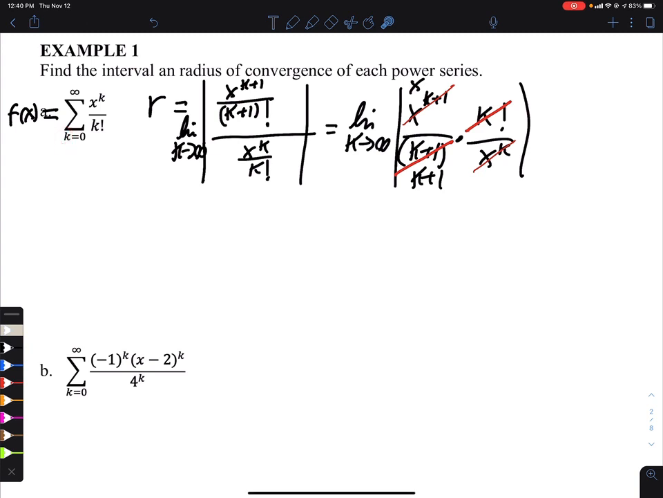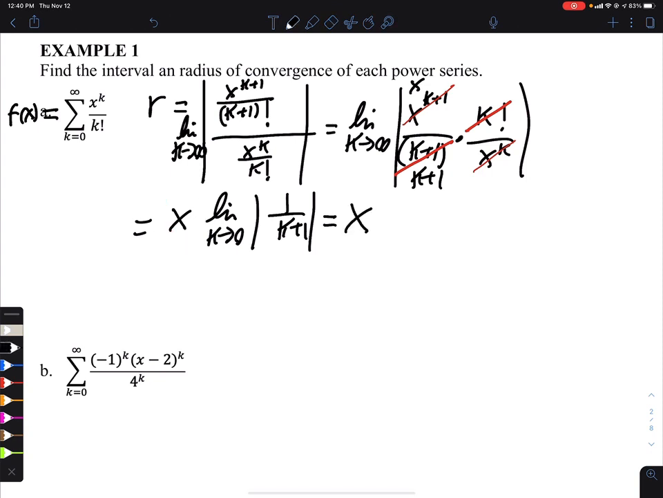K is changing. So by the rules of limits, you can pull a constant out in front and then take the limit as k goes to infinity of what's left. Do we just have 1 over k plus 1? Let me double check in my brain. Yeah, which is 0. Well, I'll take that back, which is x times 0. So that's x, that stays. This limit is 0. So we have times 0. But any constant times 0 is 0.